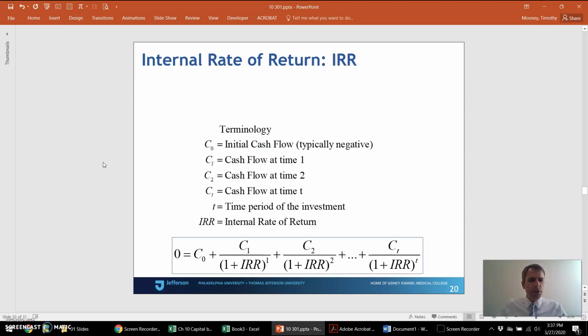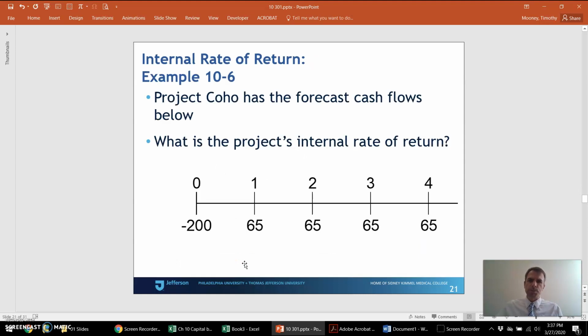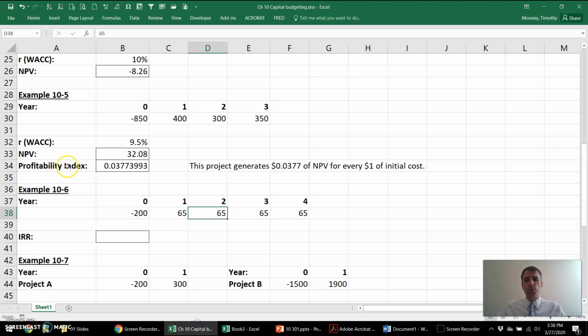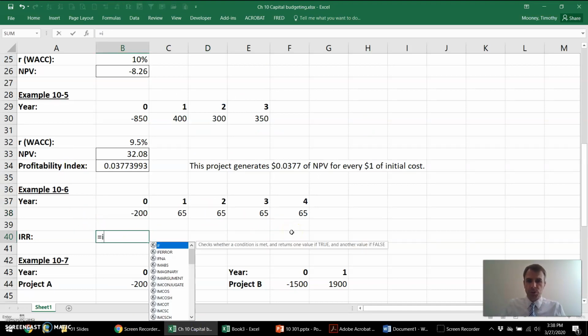Right? There's no algebraic way to solve this equation for the discount rate, the IRR. Just like there was no algebraic equation to find a bond's yield to maturity, we had to use a spreadsheet program for that. And we'll have to use a spreadsheet program for this as well. So here's a project, and finding the project's internal rate of return is pretty straightforward. There's an Excel function IRR, and I actually like the syntax of this function more than the NPV function. And really, it just takes one argument, the range of cash flows.